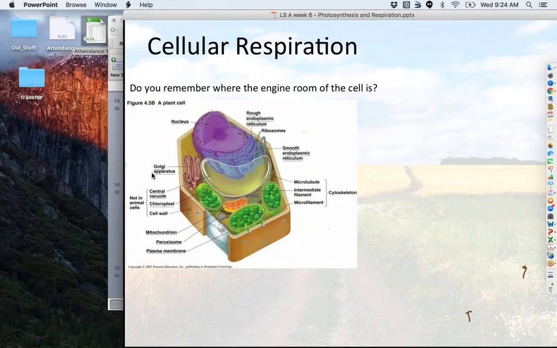All right, so that's photosynthesis, and now cellular respiration is exactly the opposite thing. Do you remember where the engine room of the cell is? Where is the engine room of the cell? What is the little thing listed here? I'll give you a hint. It's kind of orange and yellow in this drawing, where all the energy is produced in the cell.